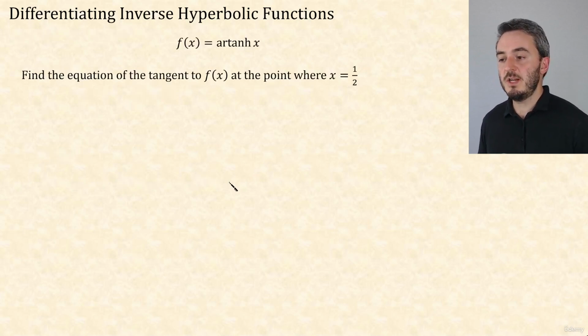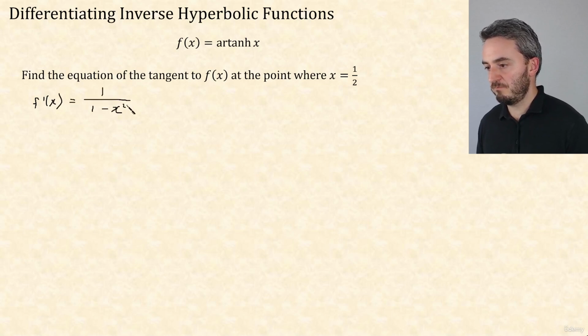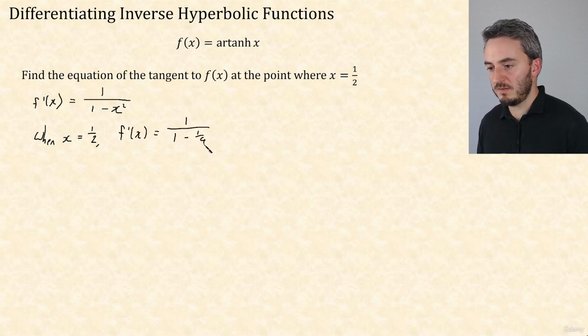So relatively straightforward to apply what we know and link it to chain rule and product rule. Okay, let's have a go at the equation of the tangent to artanh at the point where x is a half. So we'll need the derivative. So the derivative of artanh x is 1 over 1 minus x squared. Now, when x equals a half, the derivative is 1 over 1 minus a half squared. So 1 over 3/4, and that's 4/3.